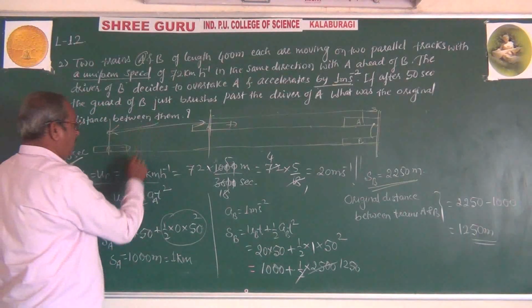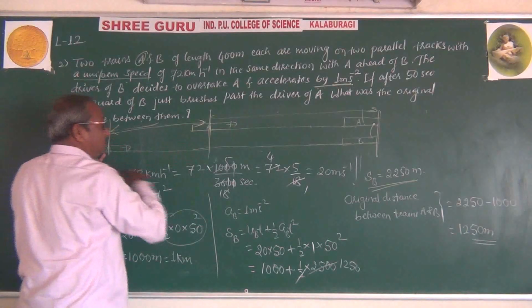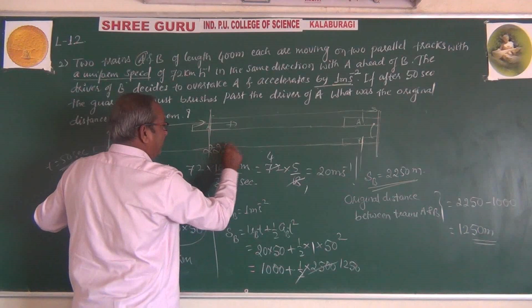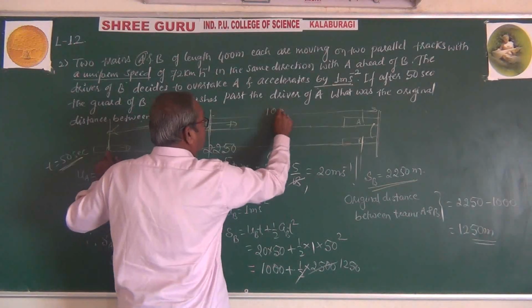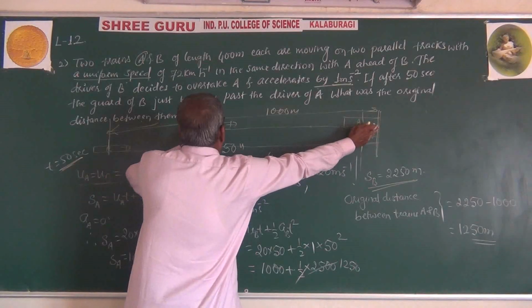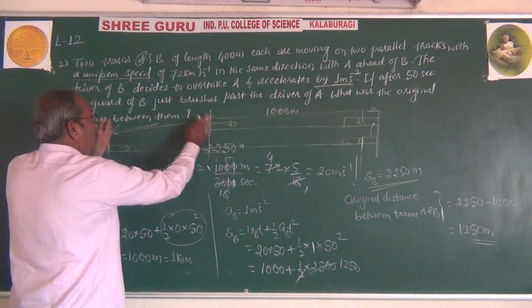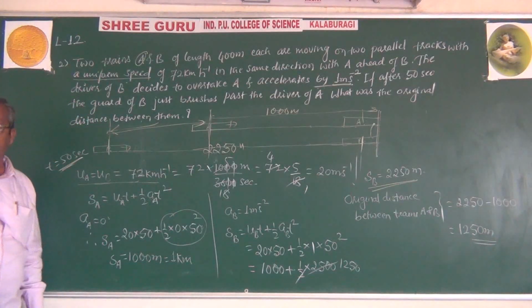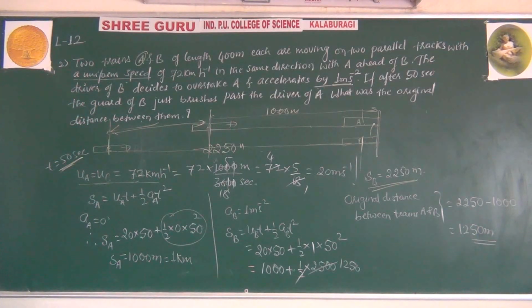So therefore the initial or original separation between train A and B is this much. From this position to this position, you got 2250 meters, and this you got 1000 meters. Then this total distance minus this one gives the original separation. That is what you got, 1250 meters. That is your answer for this question. Now next question we will go.